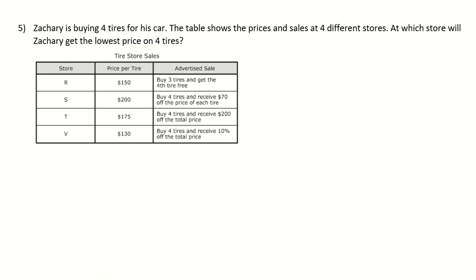All right, number 5, we're going to do discounts this time. So follow close attention because this one's going to be multi-steps, and there's going to be a test question that's very similar to this. Zachary is buying 4 tires for his car. The table shows the prices and sales at 4 different stores. At which store will Zachary get the lowest price on 4 tires? A lot of times this happens in real life. You need something and you have many options, different shops to pick from. You have Firestone.